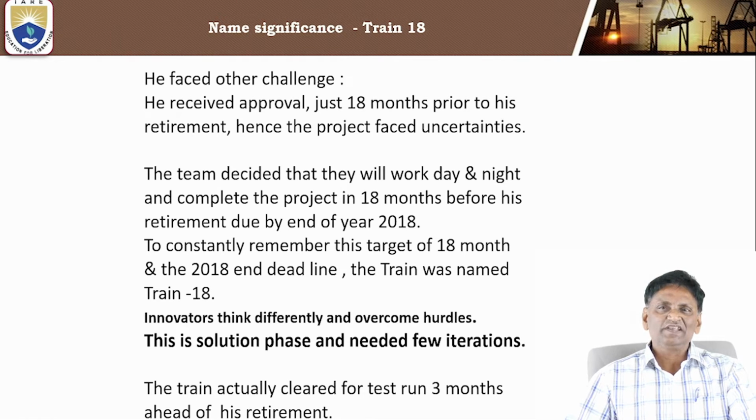They actually did this in 15 months, 3 months clear ahead of schedule. Before his retirement, these trains were given permission to test run, and they passed the test runs. So they completed it 3 months ahead.